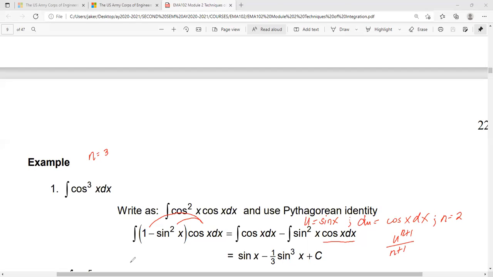Do you follow? Do you get it, class? Okay, so since everybody is silent, I will assume that it's clear. Now we go down to the second example here.